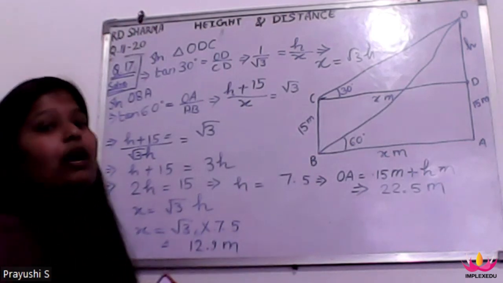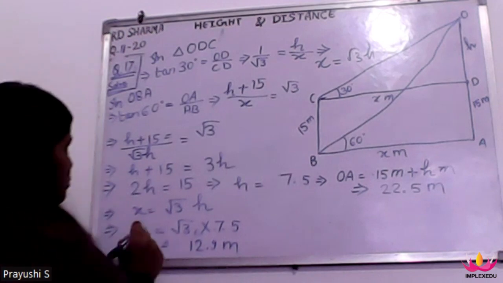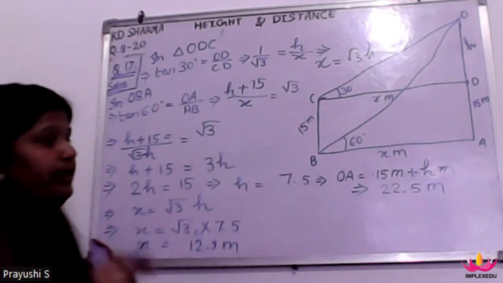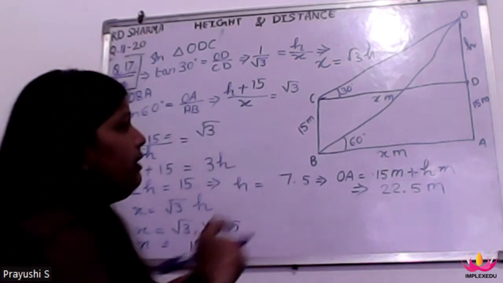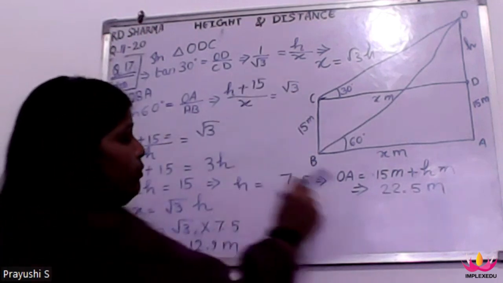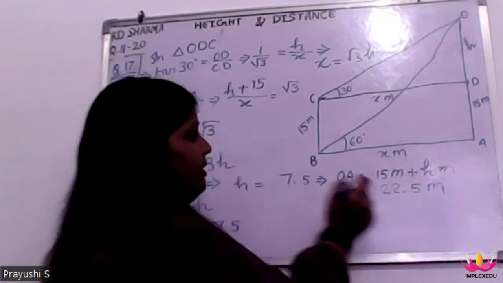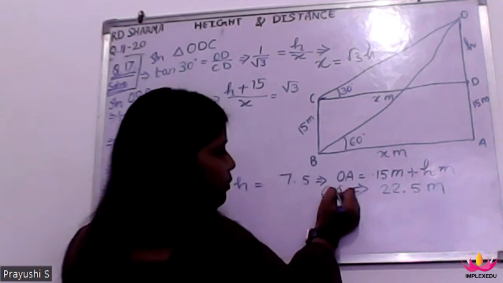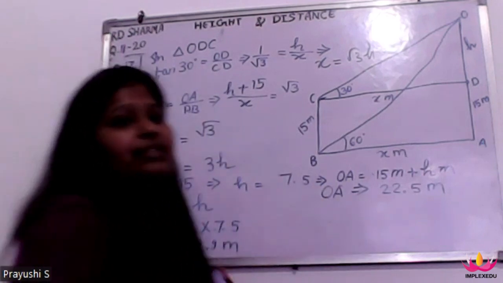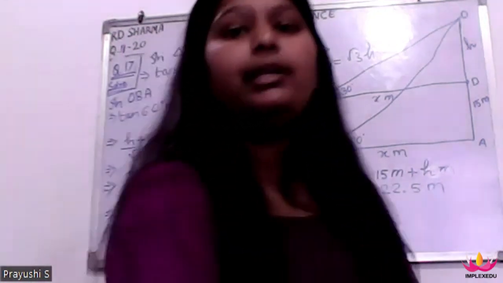Okay. This is how we have solved this question. So now x is equal to 12.9 meter and the height of the tower is 22.5 meter, which is OA. Okay, everyone done? This is how we have solved question number 17.